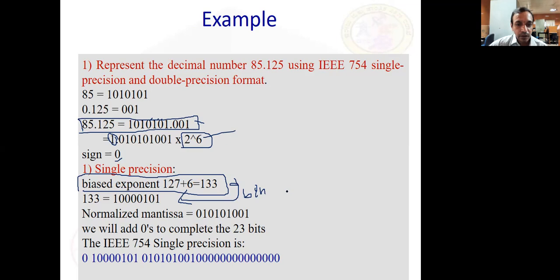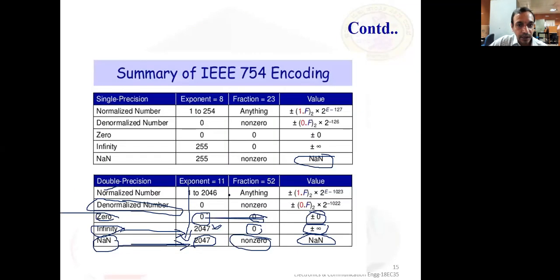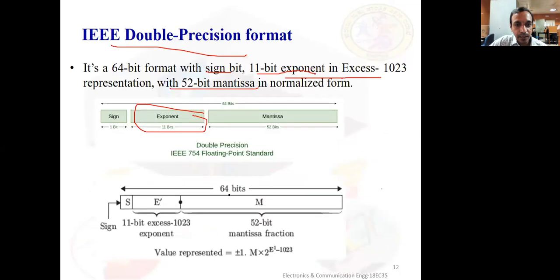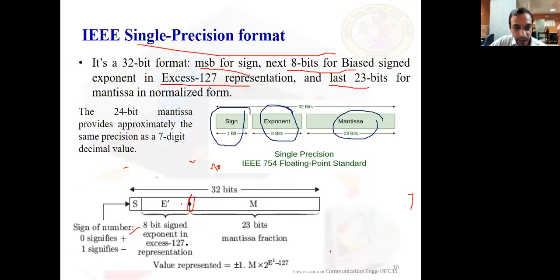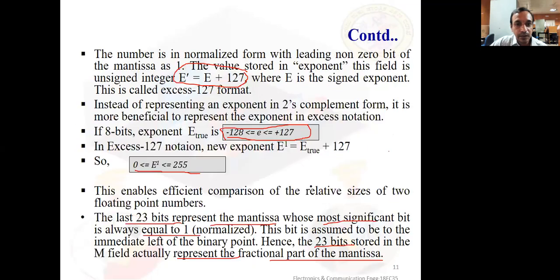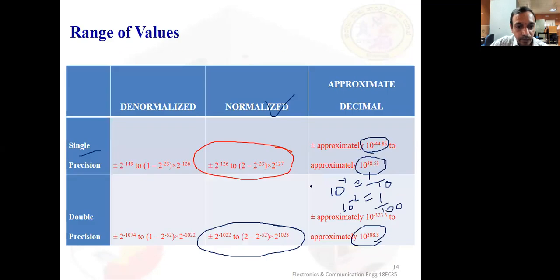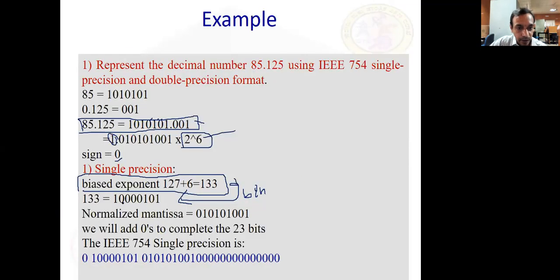Okay, so biased exponent again. Just to recall, biased exponent is excess 127. I said excess 127, add 127. Earlier it was minus 128 to plus 127. So whatever the original exponent is, you add 127 to that. That is the one which we are doing here. So you got this 133. That is the exponent part, the biased exponent.